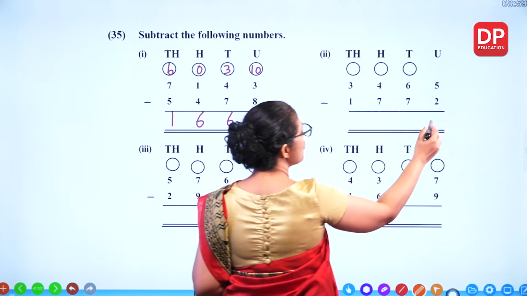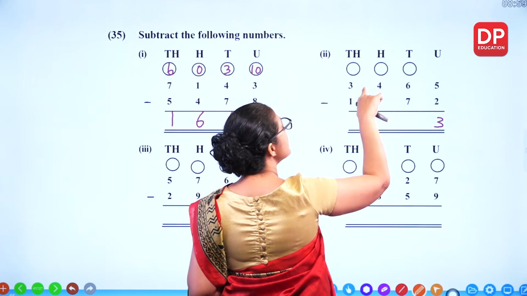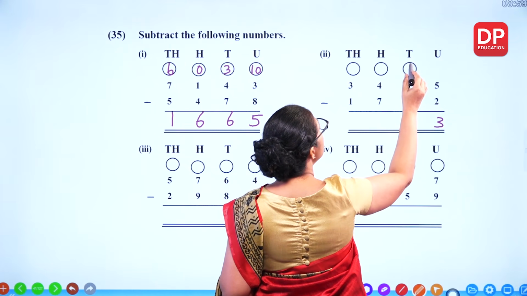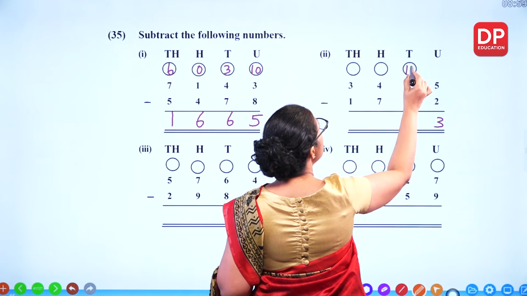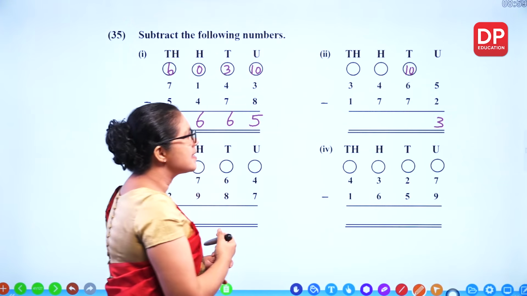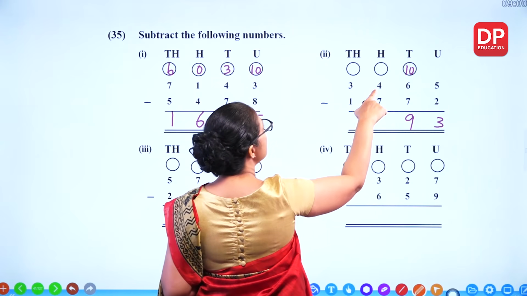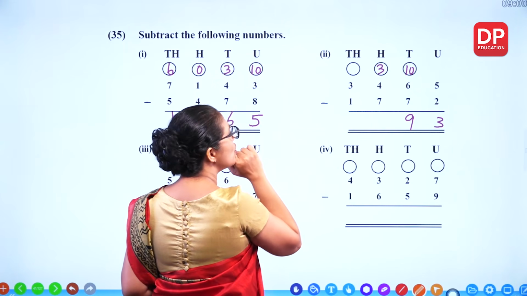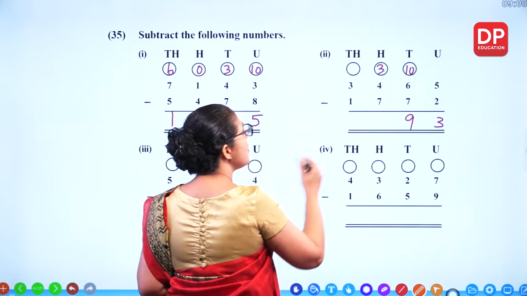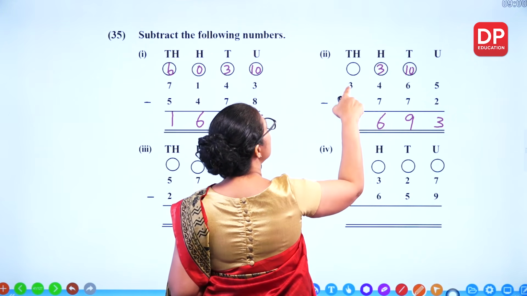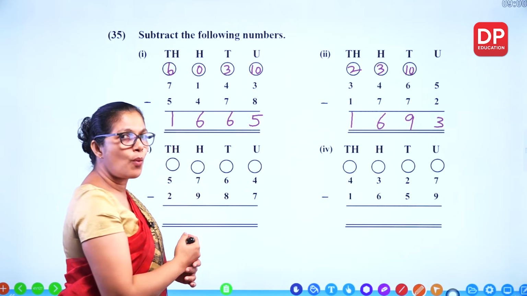Now subtract this one. 5 minus 2, straight away you can write 3. But you can't subtract 7 from 6. Take 1. So 1 and 6 means 16. 16 minus 7. That's 9. Then this becomes 3. So 13. Take 1 from here. 13 minus 7, 6. Here this becomes 2. 2 minus 1, you get 1.